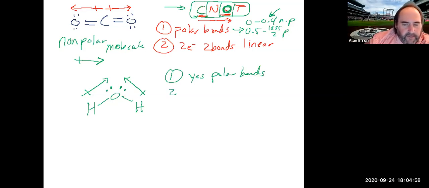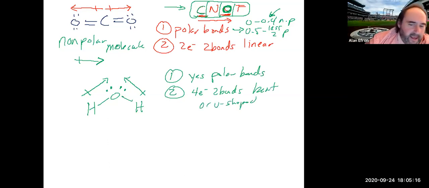Now, the second thing we want to look at is the molecular geometry of water. We have 4 electron pairs and 2 bonds, and 4 electron pairs and 2 bonds is bent or V-shaped. And bent or V-shaped is this geometry, which is why I drew it this way. So unlike the previous one, we have a triangle, V type of situation.